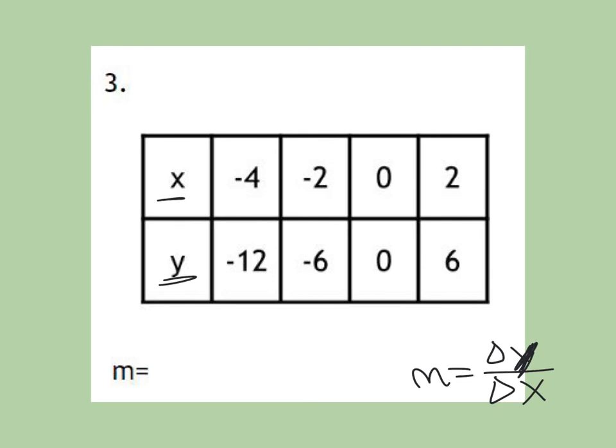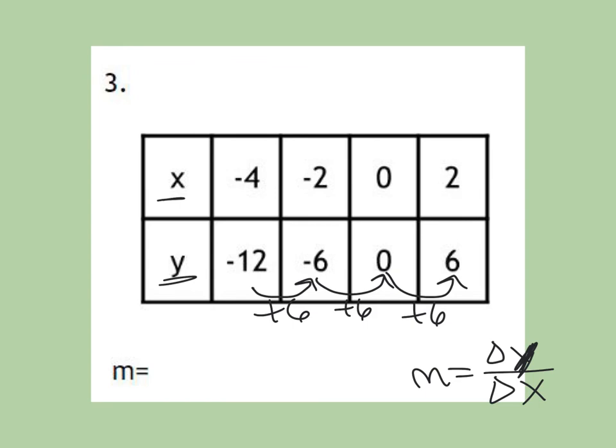And then I'm going to go ahead and figure out my change in y value. So from negative 12 to negative 6, what's happening between those 2 points? Well, it's going up 6. Negative 6 to 0, negative 6 plus 6 is going to get me 0. 0 to 6, what's happening there? I'm adding 6. So my change in y is going to be 6.